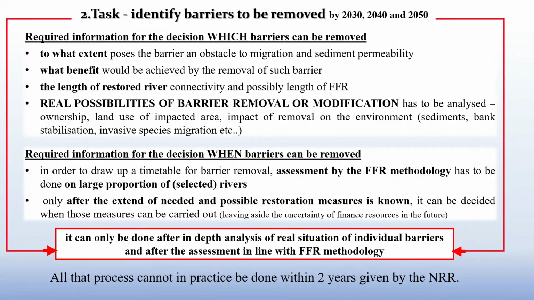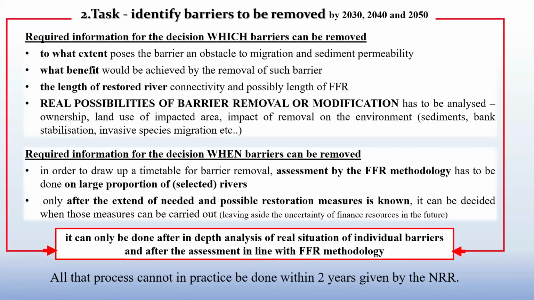And the second task, the second requirement of Article 9, is to identify barriers to be removed and make a time plan for their removal. To comply with this requirement, we need a lot of information to decide which barriers can be removed. In practice, we need to know to what extent these barriers pose an obstacle to migration and sediment permeability, what benefit would be achieved by the removal of such a barrier, and then the length of restored river connectivity if we remove the barrier, and the possible length of free-flowing rivers.